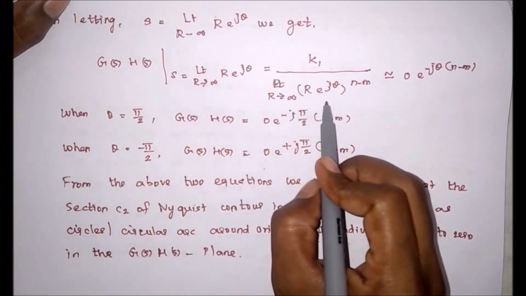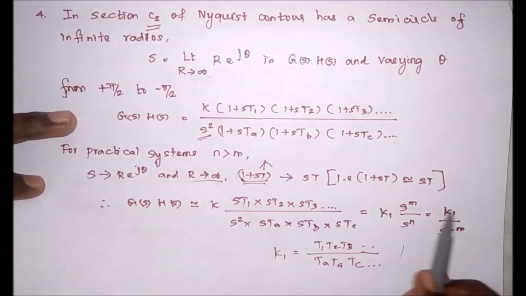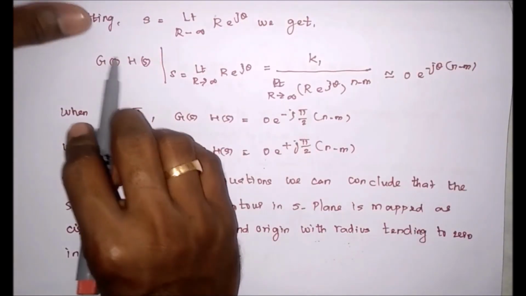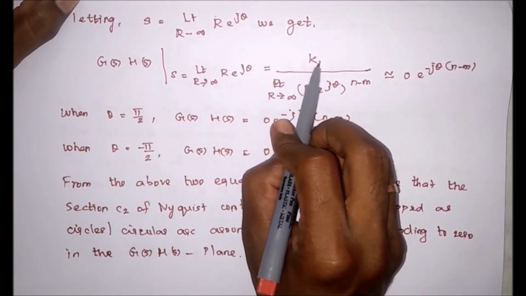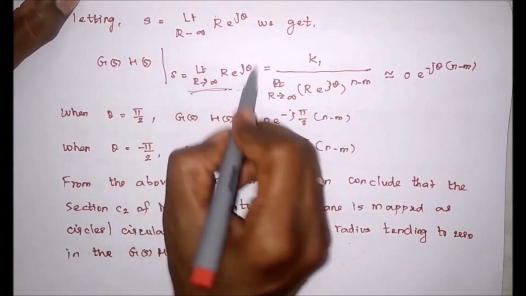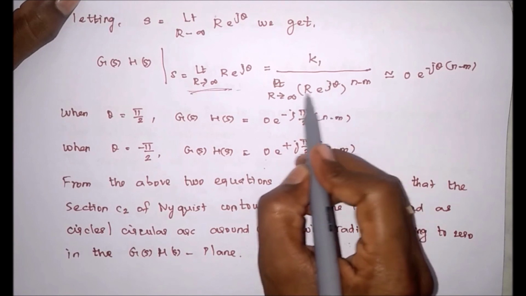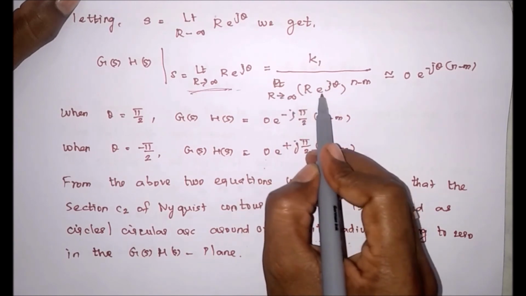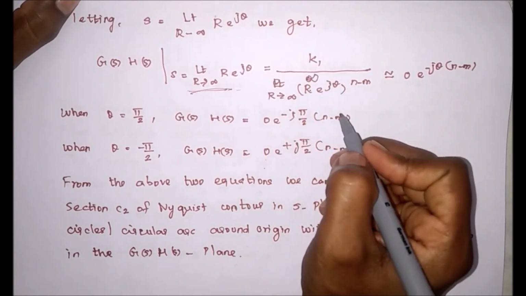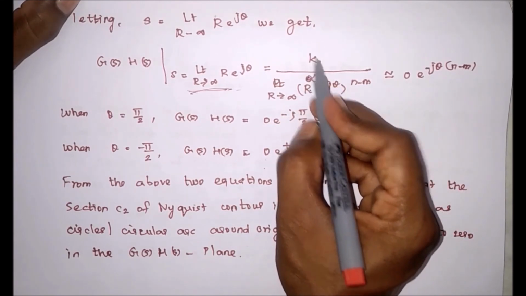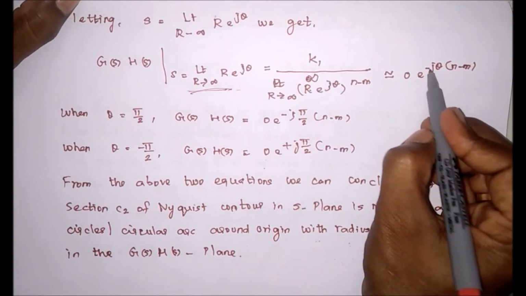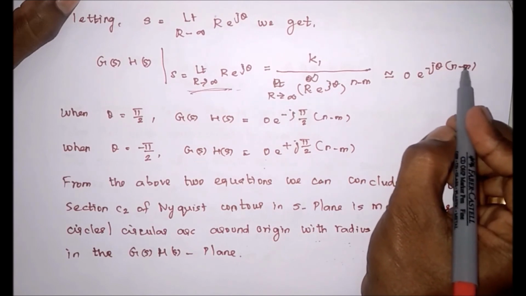So we know the equation. This is the g of s into h of s, k1 divided by s power n minus m. According to this term, s equals this term. Therefore, instead of s, we substitute limit r tends to infinity, r into e power j theta. Here we substitute infinity, so infinity into everything is infinity. We know k divided by infinity, anything divided by infinity, equals 0. Therefore 0 into e power minus j theta power n minus m.